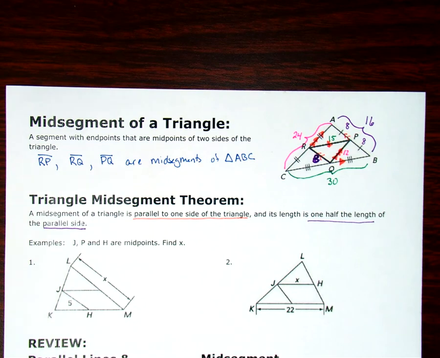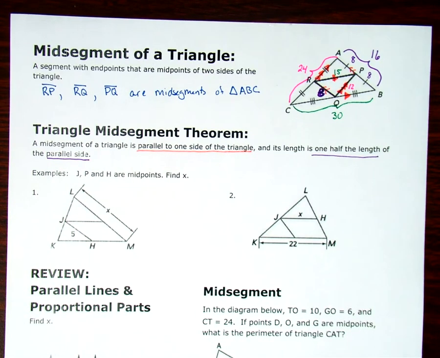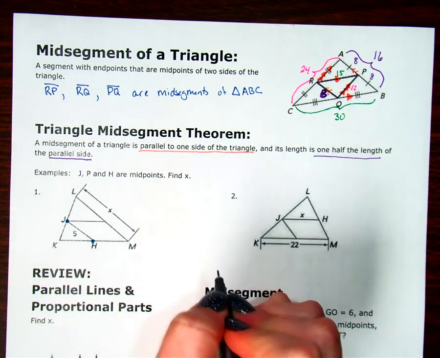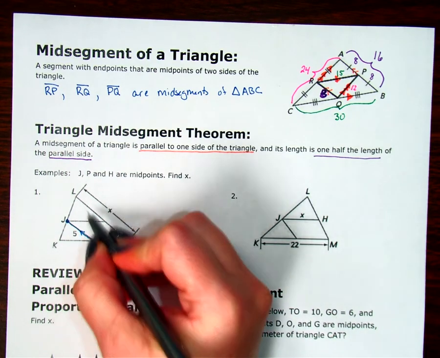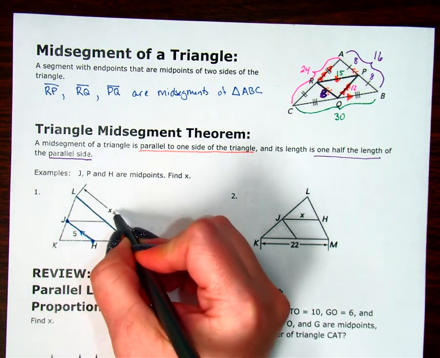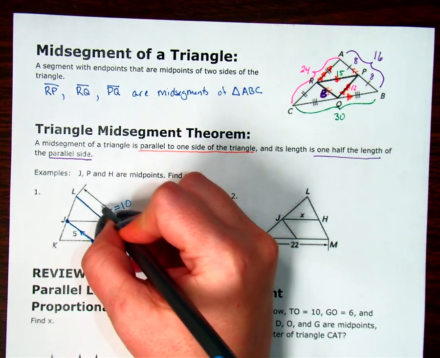So let's look at some examples using that. Okay, I have two examples. It says J, H, and P are midpoints, find X. So J is a midpoint, H is a midpoint, and P, we don't have one of those in this picture. But I can tell that this is a mid-segment, which means it's parallel to the side it doesn't touch, and it's half the length. So 5 is half of this side, so this side X must be 10.